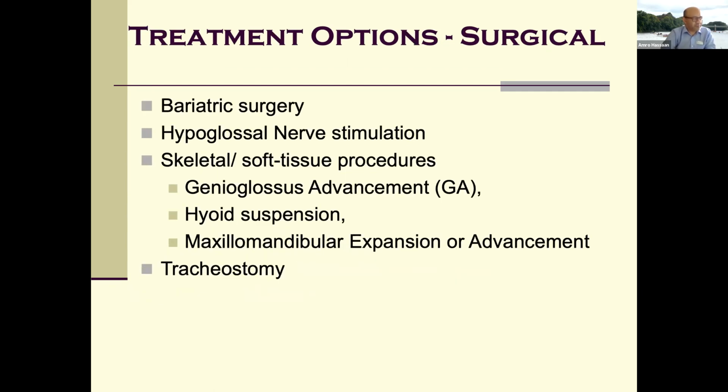Other treatment options that are non-ENT include bariatric surgery to reduce your BMI, and hypoglossal nerve stimulation, which is a direct stimulation of the hypoglossal nerve, resulting in increased tone of the tongue muscle. We can then have skeletal soft tissue procedures under MaxFax, and we'll see some examples of those. And of course, the ultimate treatment for obstructive sleep apnea, tracheostomy.